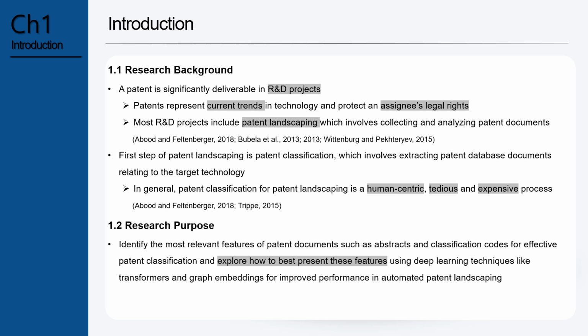The first step in this process is patent classification, where documents related to the target technology are extracted from patent databases. However, this classification process is often human-centric, tedious, and expensive, making it a significant challenge. So the goal of the study is to identify the most relevant features in patent documents, such as abstracts and classification codes, to improve patent classification. It also aims to explore how to best represent these features using deep learning techniques, particularly transformers and graph embeddings, for better performance in automated patent landscaping.